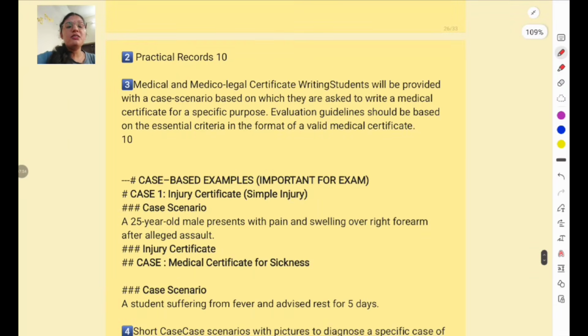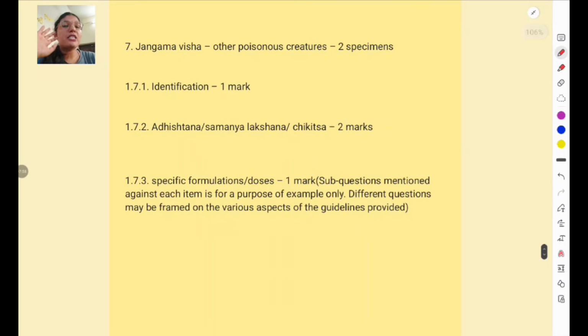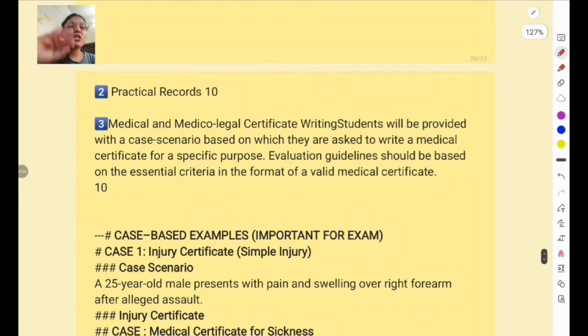The second portion is your practical record, which constitutes the 10 marks. You have already submitted it, and I hope it is signed by the HOD and all the department. Then the third subheading is the medical and medico-legal certificate.